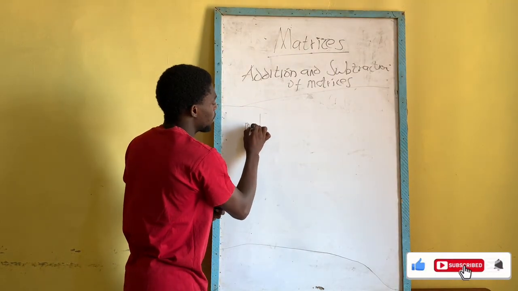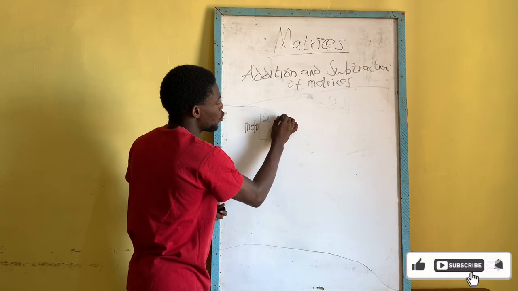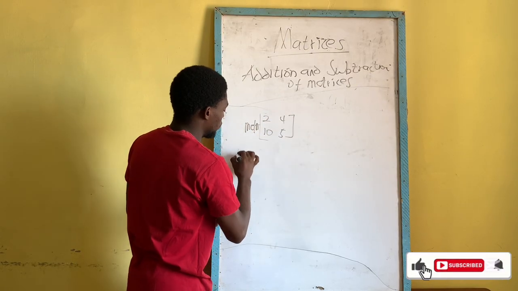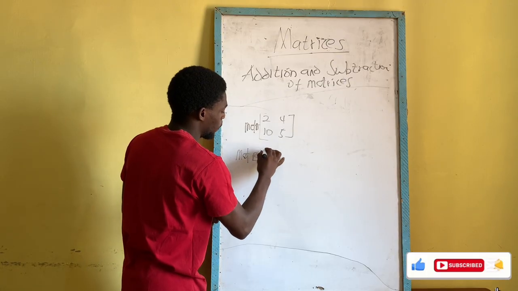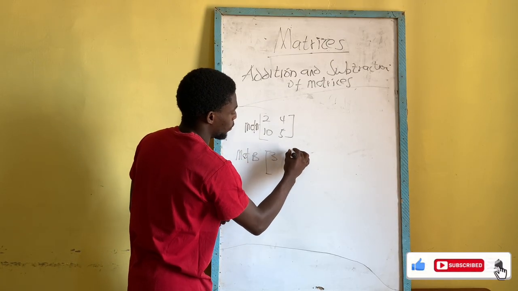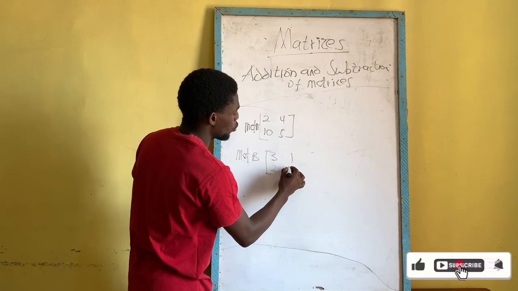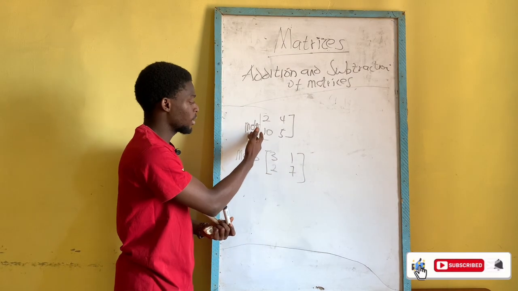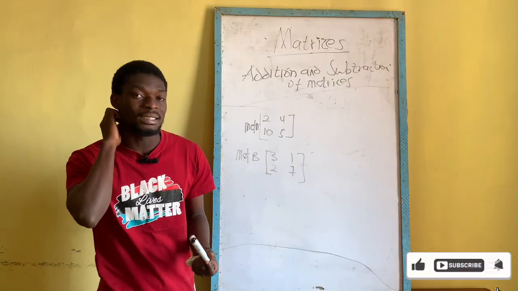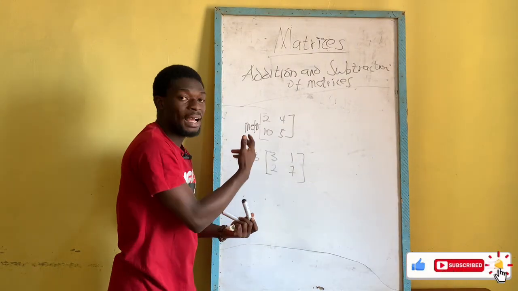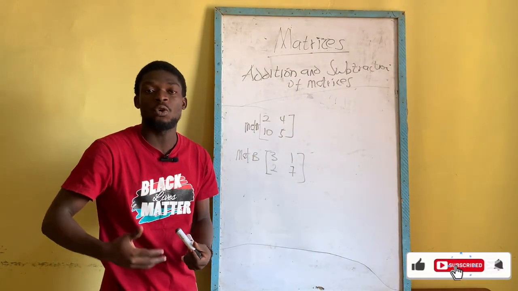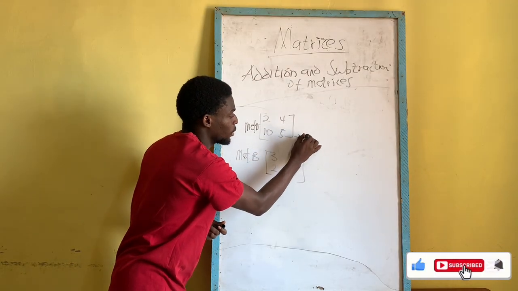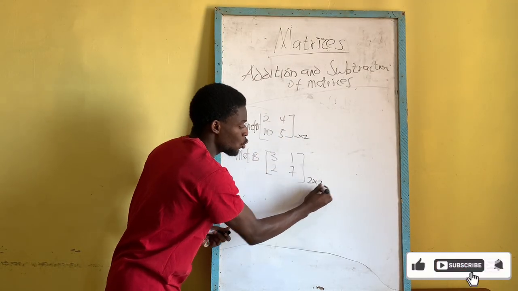Assuming this is our matrix A, we have 2, 4, 10, 5. Then matrix B to be 3, 1, 2, 7. So we have these two matrices, matrix A and matrix B. Now it says that we can add or subtract them when they are of equal dimension, in the sense that this is a 2 by 2 matrix, and this is also a 2 by 2 matrix.